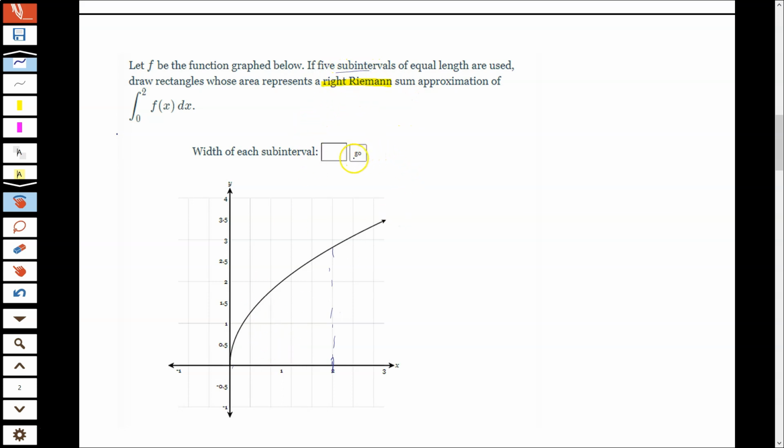So the width of each subinterval: 2 minus 0, those are the bounds again, over 5 intervals. Well, it's going to be 2 over 5, which is 0.4, and we put that in here. And then I'll show you what our right Riemann sum should look like.